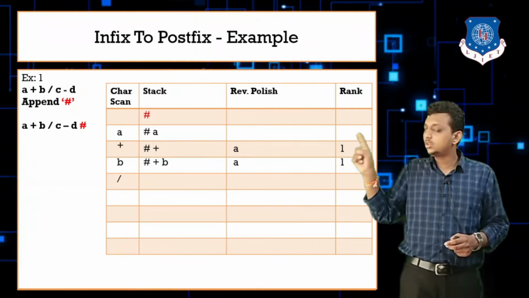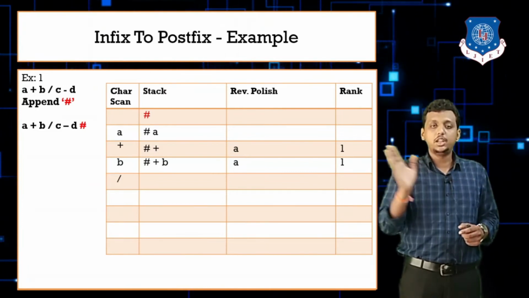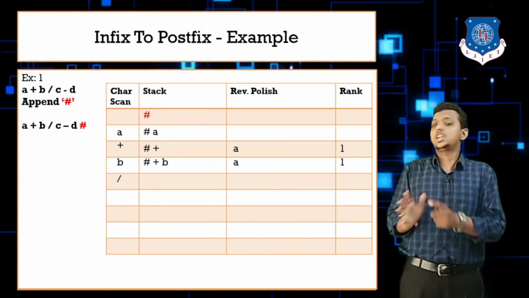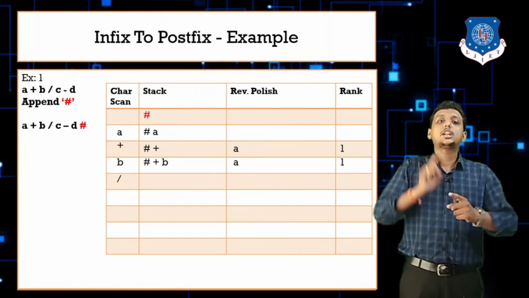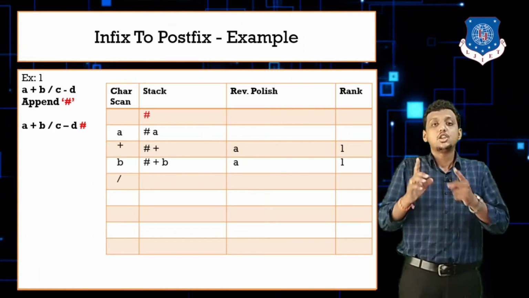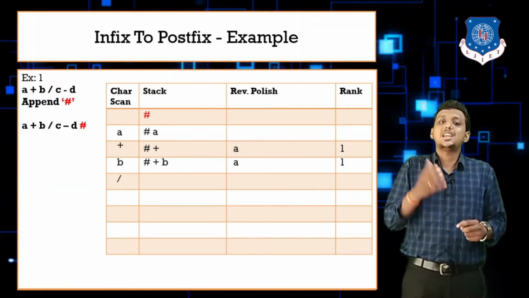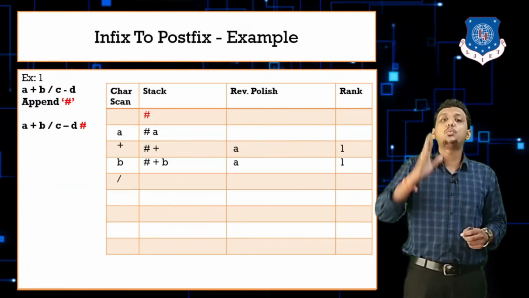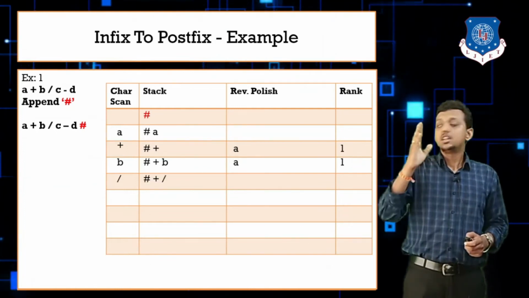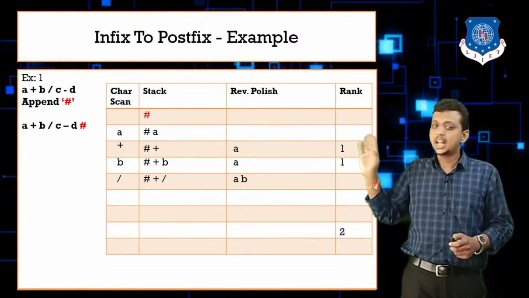But wait, what about the next one? Compare division with plus, because B is already gone when we popped it out from the stack. So what is left in the stack is just the plus value. When you compare division and plus, students, you get the idea that plus has the lower precedence. That means you have to push division inside the stack. So now my new stack becomes hash, plus, division, and the reverse polish is AB and the rank is 2.